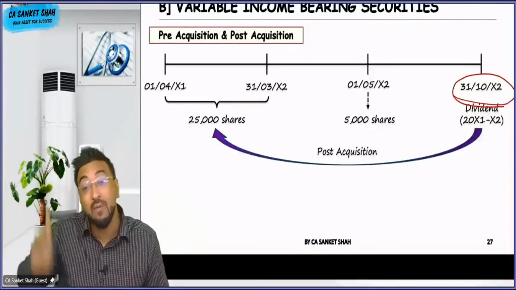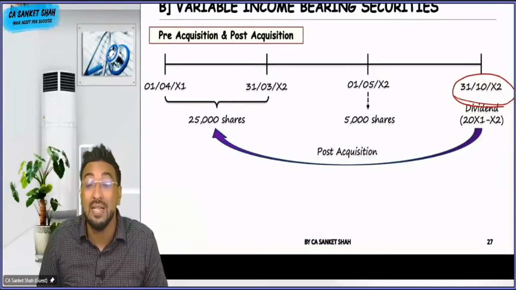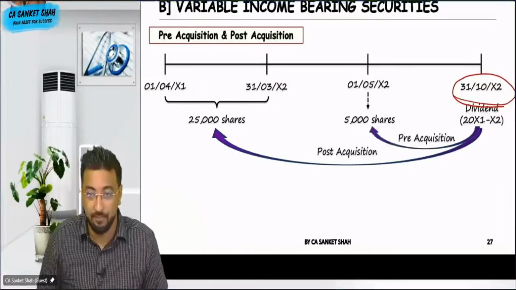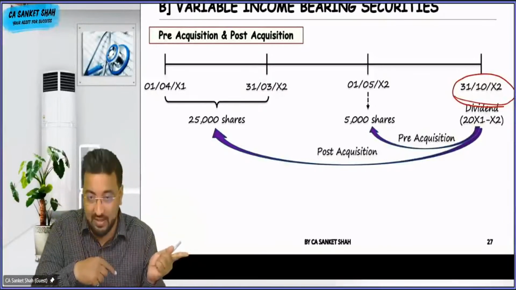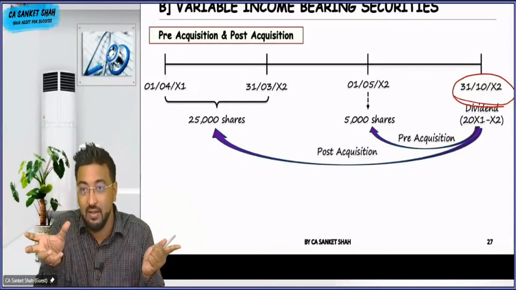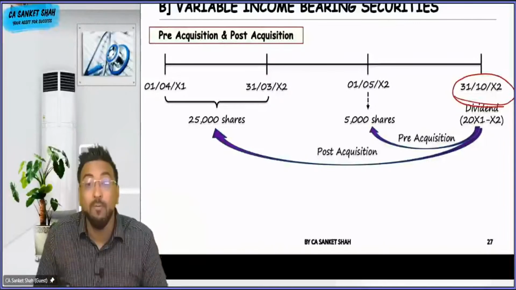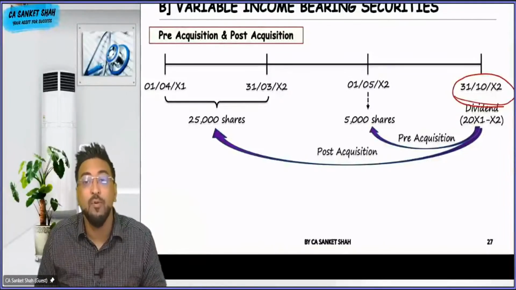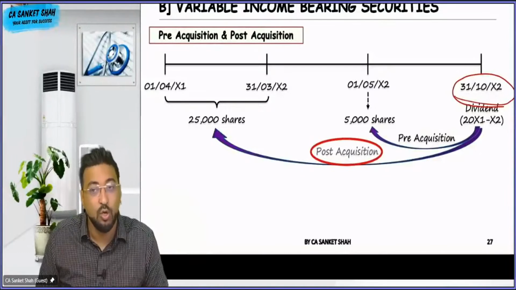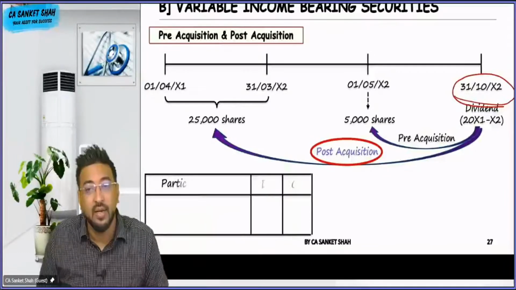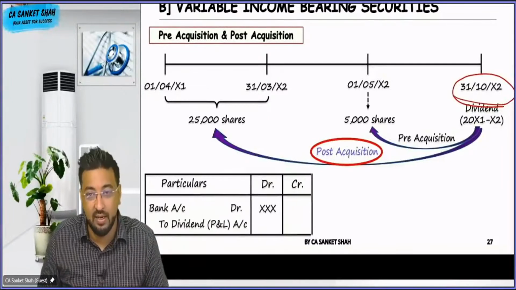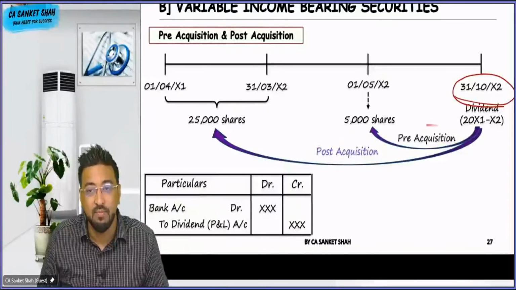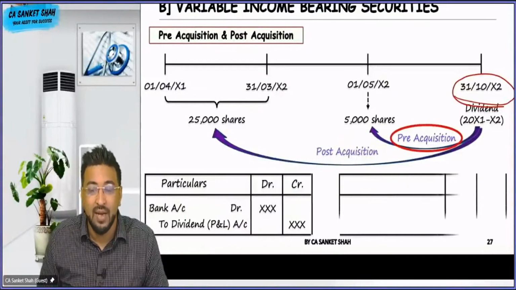So the dividend received on the 25,000 shares is called post acquisition dividend. And on the 5,000 shares, I was not the shareholder in the last year to which the dividend relates, but I am the shareholder on the cut-off date, that's why I'm getting a dividend, and therefore it is called pre-acquisition dividend. What is the treatment of post-acquisition dividend? The entry will be bank account debit to dividend P&L account. And the entry for pre-acquisition dividend is very simple: bank account debit to investment.